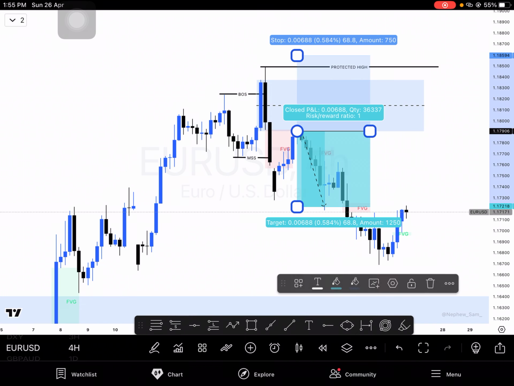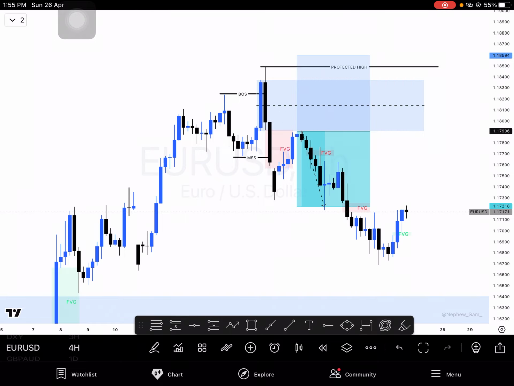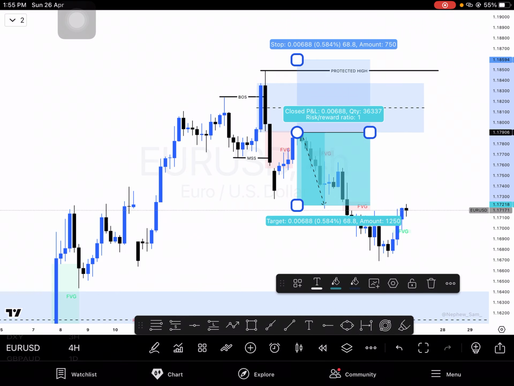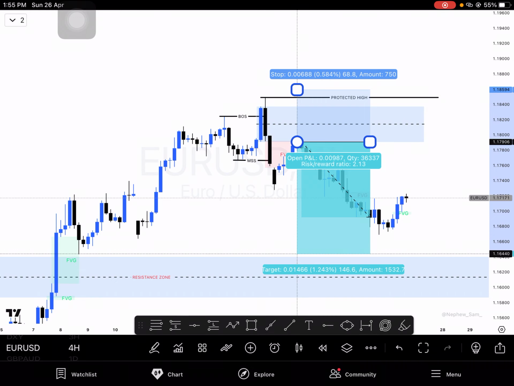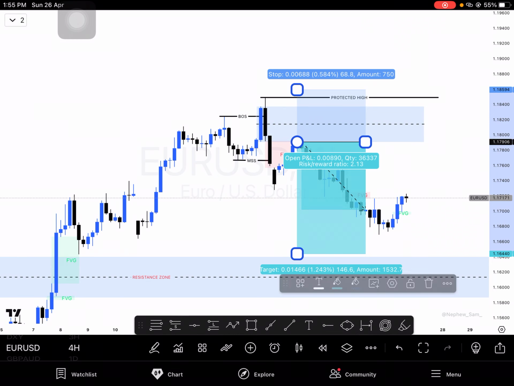I took this sell here, and my stop loss was just above this protected high, and my target was here. I'm targeting this liquidity resting here because I know there's a resistance zone there, so this liquidity is going to be taken off. So this is my target.